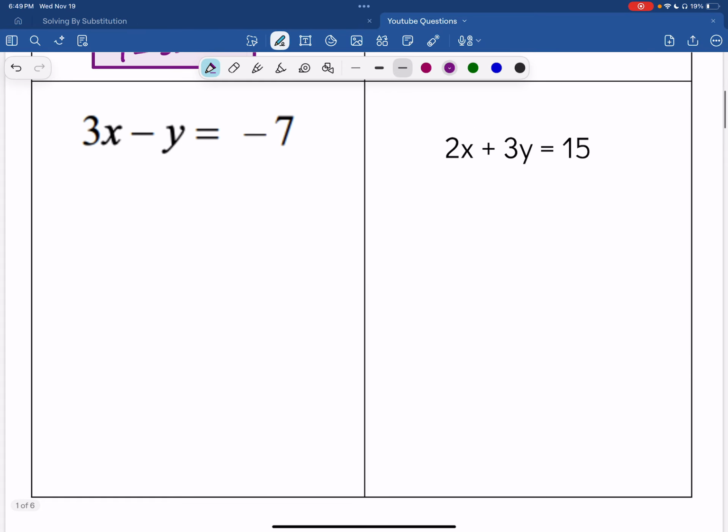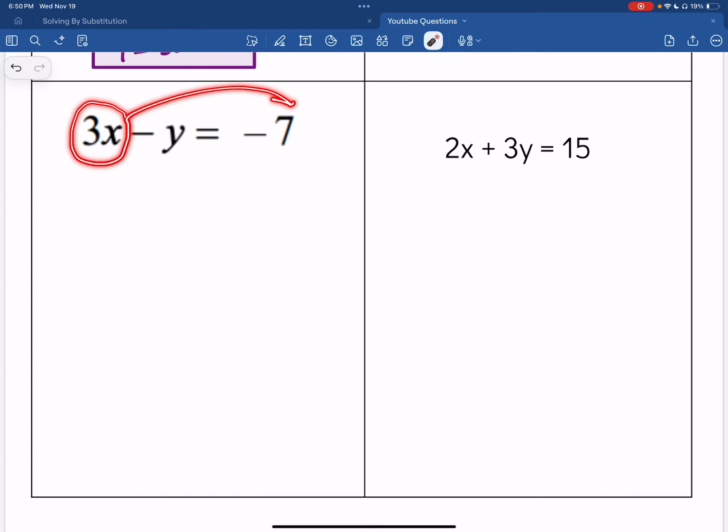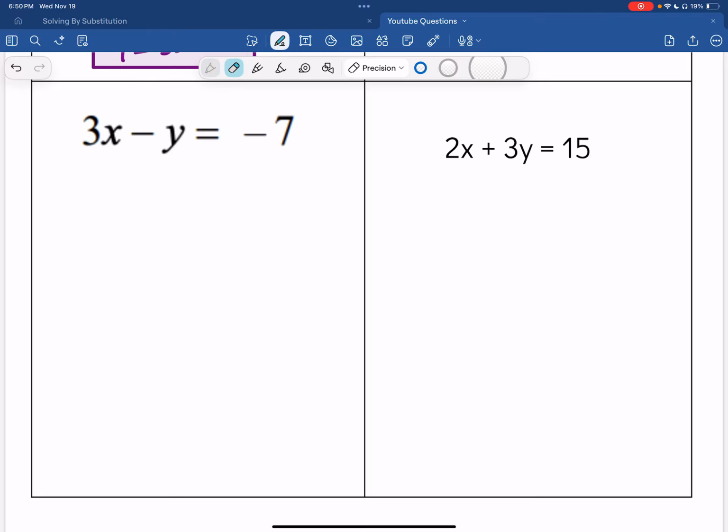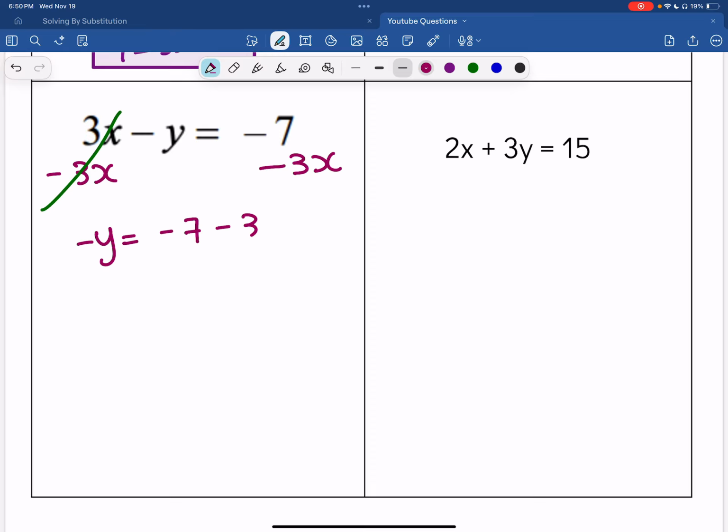So let's look at two more examples. 3x minus y is equal to -7. So I want to get this negative y by itself. So my first step is going to be to move the 3x over to the other side. Since it's positive here and I need to do the opposite, I'm going to subtract 3x from both sides. This will cancel, and we'll be left with negative y is equal to -7 minus 3x.